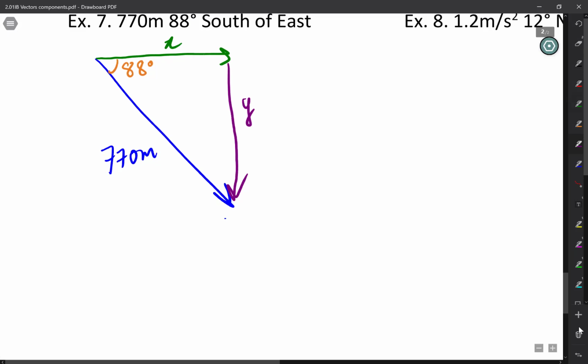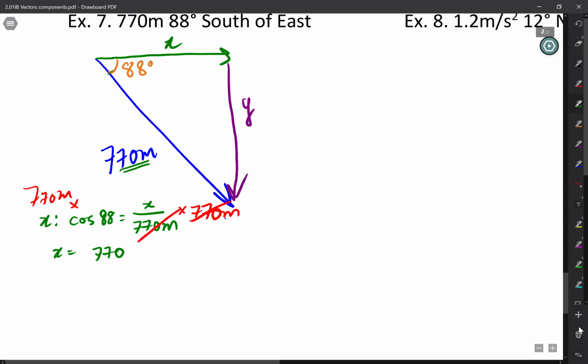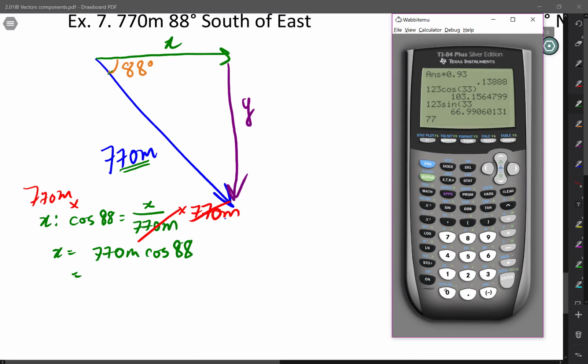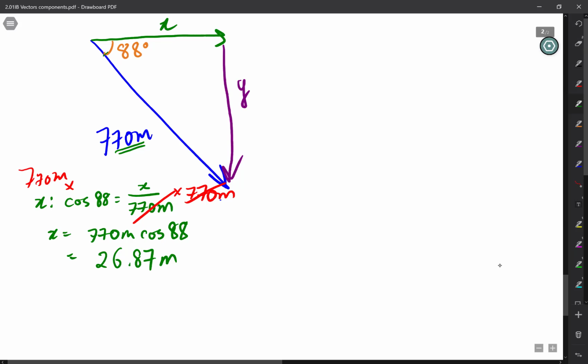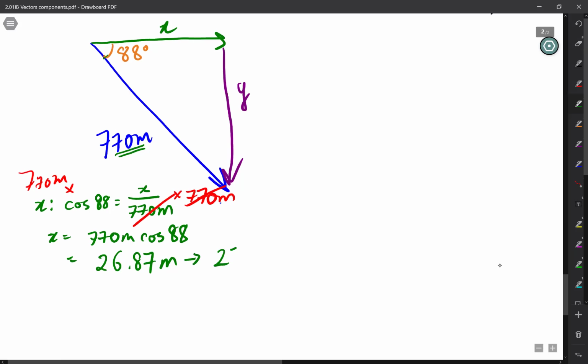I'm going to try to find my x component first. This is my adjacent side of 88. Adjacent hypotenuse means cosine. So this is cosine of 88, equal to adjacent, which is x, over hypotenuse 770 meters. Then solving for x by multiplying both sides by my denominator, this gives me x is equal to 770 meters times cosine of 88. Putting this into my calculator, this gives me 26.87 meters, which will then round to two significant figures, or 27 meters.